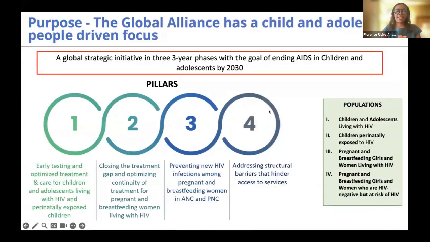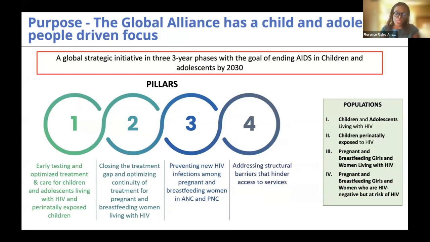So I think the work is around 4 pillars. The first one is early testing and optimized treatment and care for children. So basically the testing pillar and all of the work around case finding, identifying children or mothers living with HIV and having them on treatment, identifying opportunities for meeting the women at the point of need. So all of the point of care testing and everything will be captured within pillar 1.